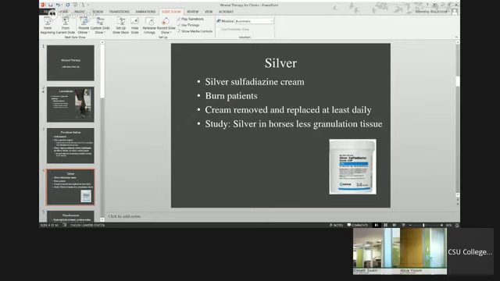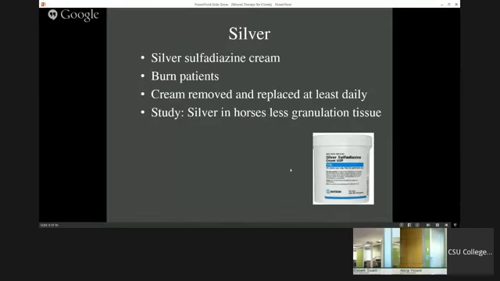Then from that point on, we need to assess what to put on the wound once it's dealt with, either after the veterinarian has sutured it or after you've taken care of it. There are a couple of products that we like to use. One is silver, which we call SSD cream, the silver sulfadiazine cream. It's used quite commonly in human burn patients, but we like it for certain wounds on the horse. The cream is removed and replaced at least once daily, and there have been reports that silver in horses produces less granulation tissue.